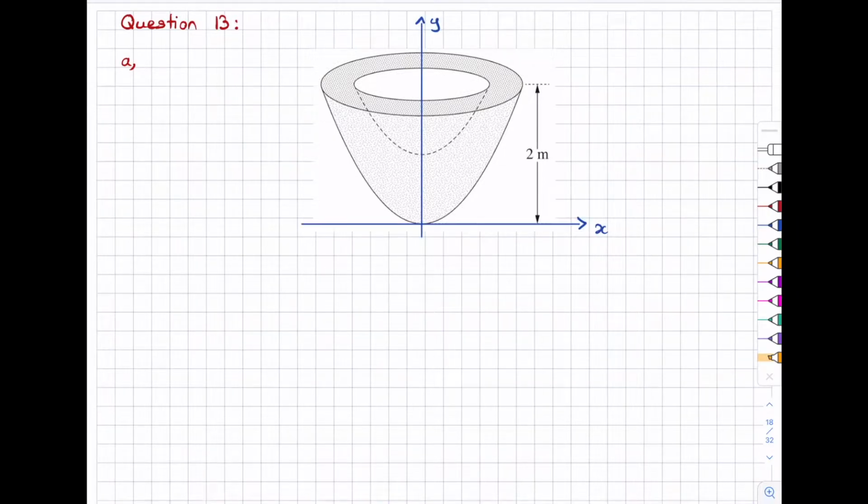So if we add in a set of axes here, we can see that this outer edge is the y equals x squared curve, and then this inner edge, or inner surface, is y equals x squared plus 1. So we can see that this has been shifted up by 1, or this point here is 1. And we know that it has a height of 2 because we're told that, and that also makes sense because we're told it's the area between the curve y equals x squared and y equals x squared plus 1 and y equals 2.